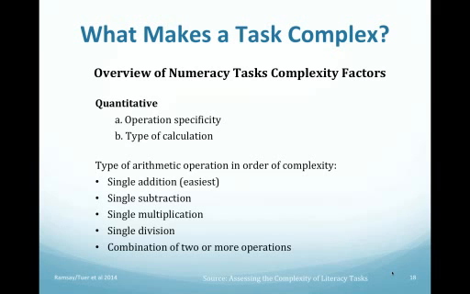When you look at math tasks or numeracy tasks, it's the operation specificity. In other words, is it very clear what operation is to be done, and the type of calculation? How complicated is it? That's what leads to making those types of tasks more complicated. And of course, I think it's no surprise that doing single addition is much less complicated than doing a combination of two or more of these operations.